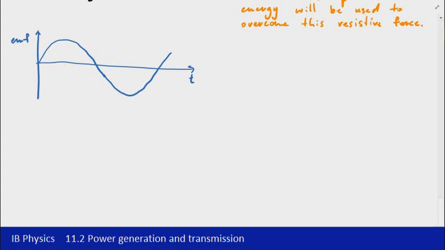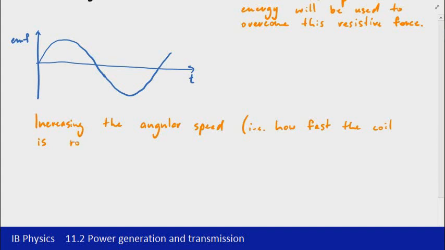So firstly, if we were to rotate the coil faster, by that we're saying we're increasing the angular speed. That's the technical way of referring to it, or in other words, more simply, how fast the coil is rotated. We're going to change two things. Now, obviously, if we're rotating the coil faster, the first thing that's going to change is the frequency.